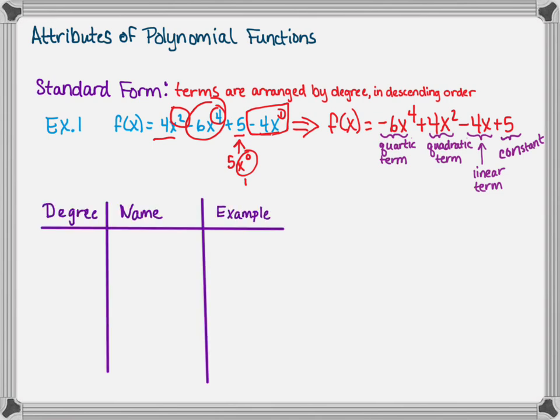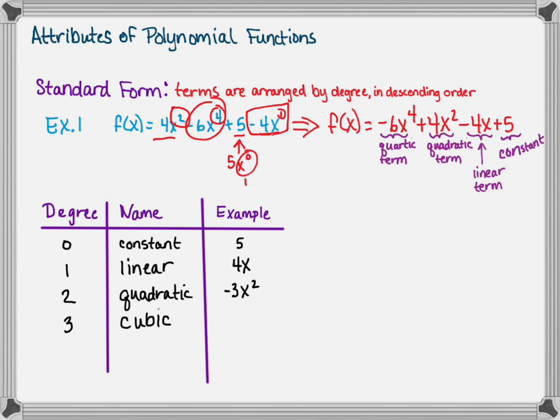So we can create a table. A term with degree 0 is our constant, for example, 5. A term with degree 1 is a linear term, for example, 4x. A term with degree 2 is a quadratic term, for example, negative 3x squared. A term with degree 3 is a cubic term, for example, 42x cubed.